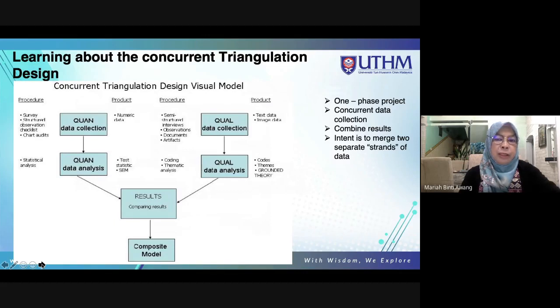Okay, for the concurrent triangulation design, this is, for example, a model for triangulation design. So we have quantitative data collection, and then quantitative data analysis, and also maybe qualitative data collection and qualitative data analysis. After that, comparing the results, and then the last one, the finding has a composite model. So triangulation design is a one phase project, concurrent data collection, combined results. The intent is to merge two separate strands of data.